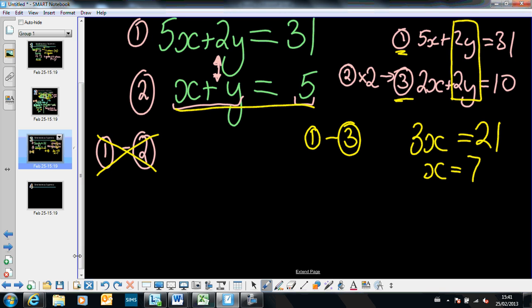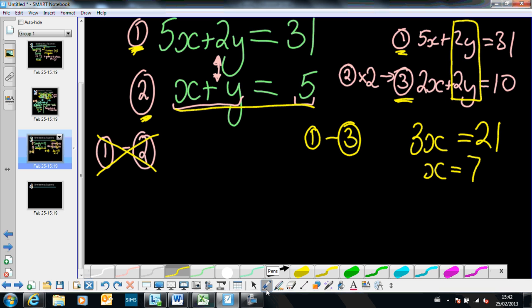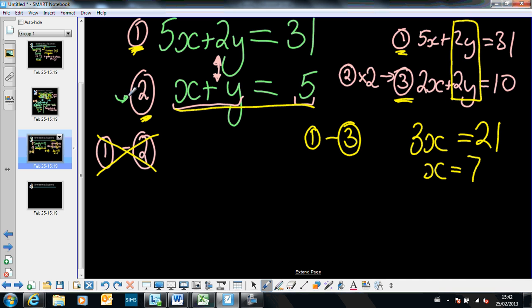So now I've worked out what x is, I can pick an equation and go back and work out what y is. I can pick equation 1, I can pick equation 2, I can even pick equation 3. But it's probably sensible to go back to the very beginning and pick one of these two. Because that was the question, so if we've made a mistake anywhere, it'll show up straight away. So I'm going to go back to equation 2, because equation 2 is easier. There's less going on here.